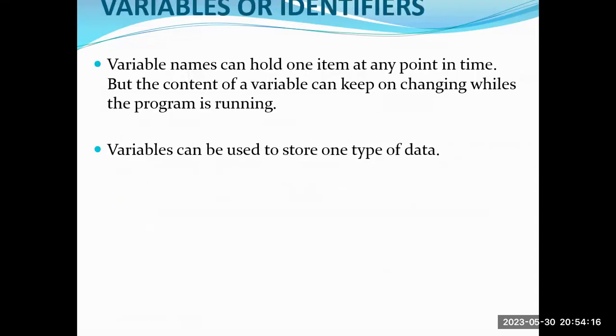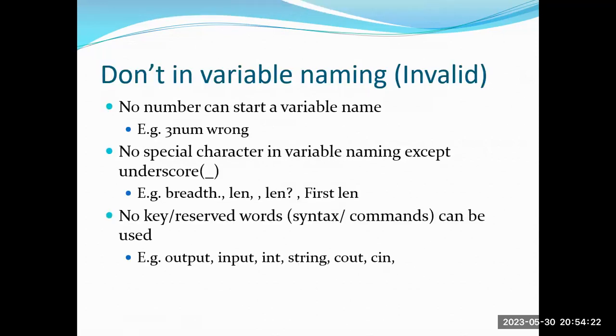Okay, so I said that variables can hold, at any point in time, one item. This point is so important. So let's look at the don'ts in variable naming. Variable names are also called identifiers. The name of a variable is called an identifier because it's identifying the data. When you create a variable name, it's actually creating a space in the memory. Then that name will be the reference point, like the address. So let's look at the don'ts.